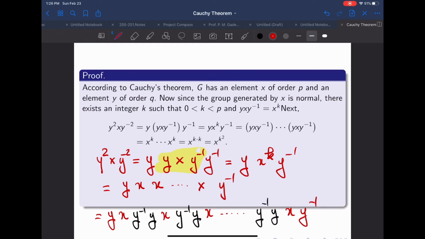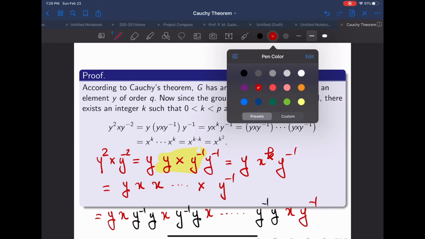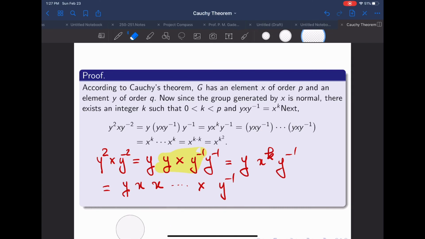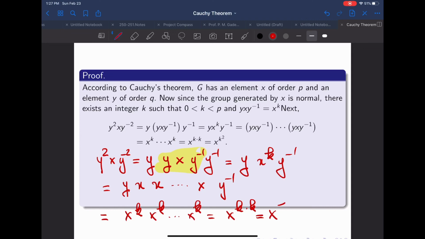Now we'll group. Look at this group here. Well, that's x power k. That's another x power k, and you keep going until you have k many of those, right? So in summary, what we'd have here is the following. You'll have x^k, k many times. Well, that's x^(k times k), which is x^(k squared).